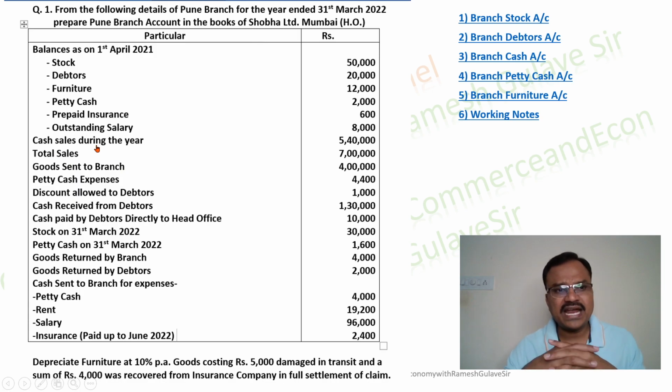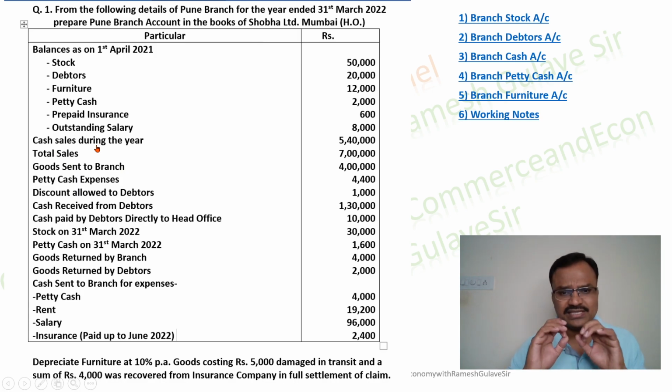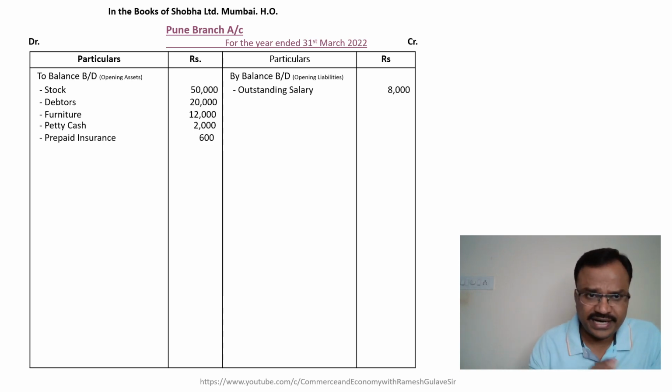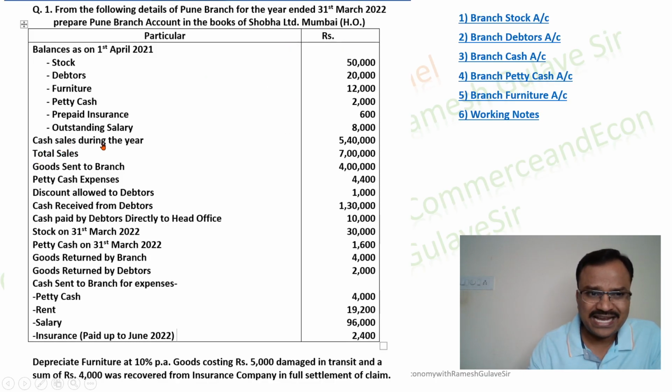Next point is cash sales during the year. See, friends, as we have discussed the specific points which are recorded in the branch account, the cash sales or sales of the branch are not recorded in the branch account. They are recorded in the concerned accounts. Like if cash sales are there, these are recorded in the branch stock account because stock is getting reduced, and at the same time, the cash sales during the year are also recorded in the branch cash account.